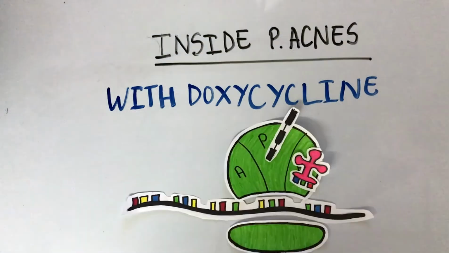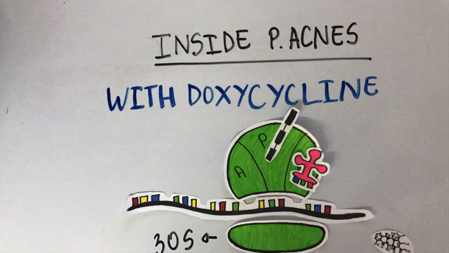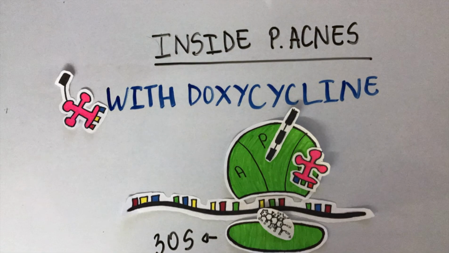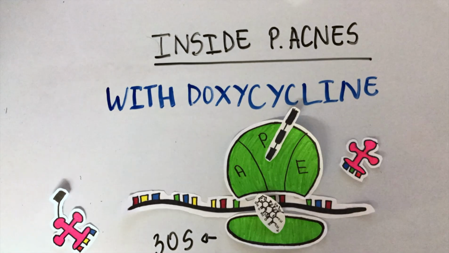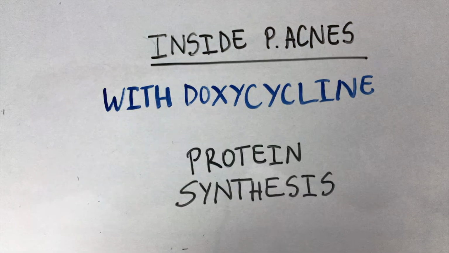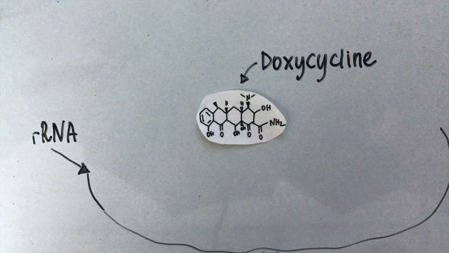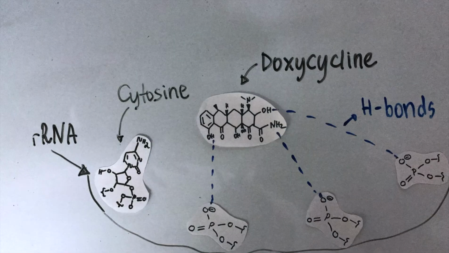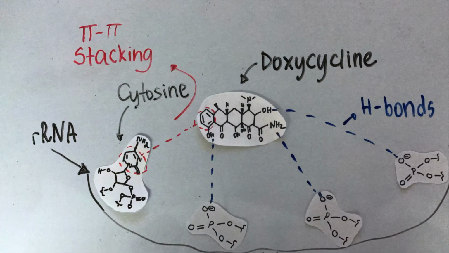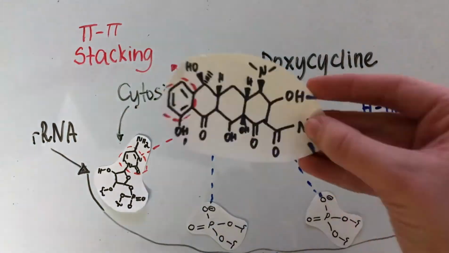However, when doxycycline is present, it binds to the 30S unit of the ribosome, inhibiting tRNA from binding to the A site. Therefore, the amino acid cannot be added to the peptide chain, leading to the inhibition of protein synthesis. When doxycycline comes into contact with the ribosome, it gets involved in an extensive network of hydrogen bonding interactions with the phosphate backbone of the ribosomal RNA. A cytosine ring is also involved in pi-pi stacking interaction with the D ring.